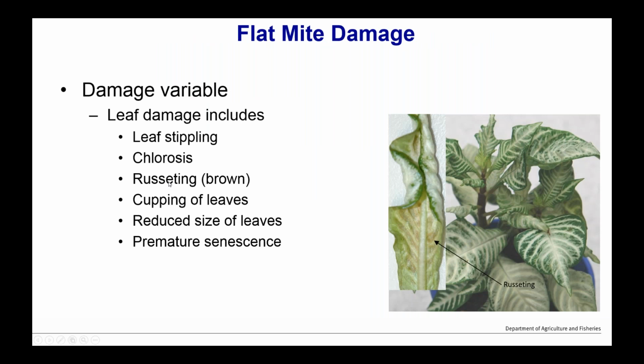The damage that is caused by flat mites is somewhat varied, depending on the species and where it's feeding. So leaf stippling can occur through the same process, removing the chlorophyll from the cells, and you sometimes will get chlorosis of the leaves. Sometimes you'll get russeting of the leaves, and that's fairly typical of flat mites, as well as a couple other groups that we'll talk about soon. Sometimes you'll get cupping or reduced size of the leaf, similar to broad mites, which we'll talk about soon, and sometimes you'll get premature senescence, depending on the number of mites present, etc.